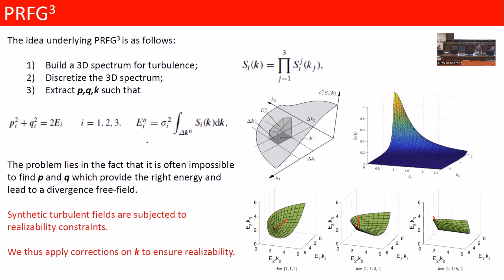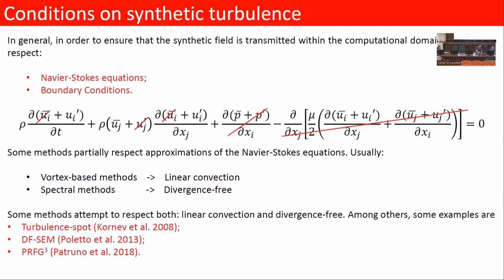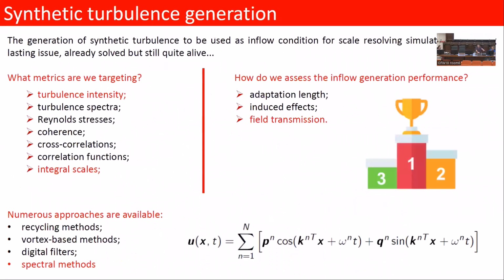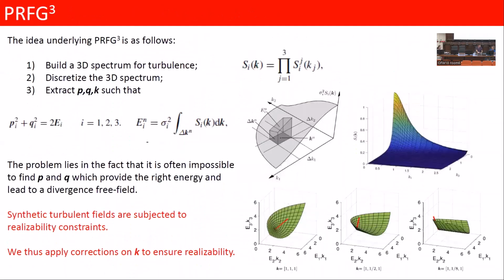And at that point, knowing the power, you can try to get the P's and the Q's appearing in these equations. Now, very sadly, this turns out to be often impossible. Why? Because there are some constraints to be respected by turbulence to exist. So let us take this case, because many turbulence generation methods will fail this simple test. You ask a turbulence generation method to create turbulence which is different than 0 only on one component.